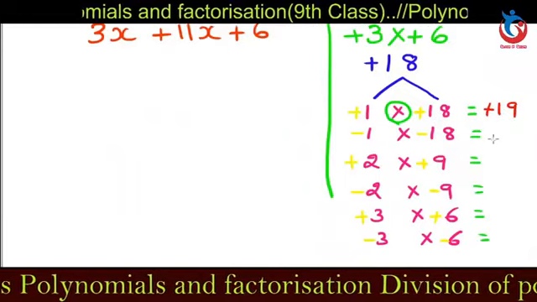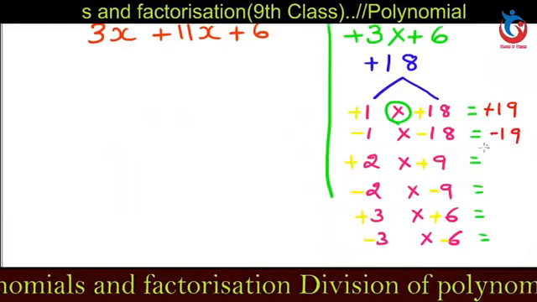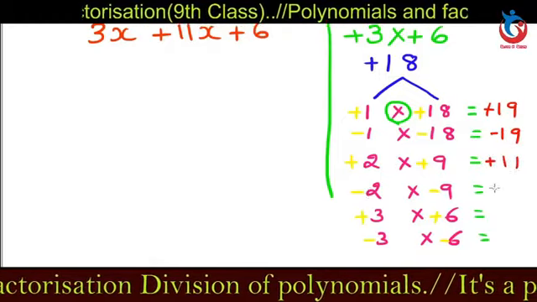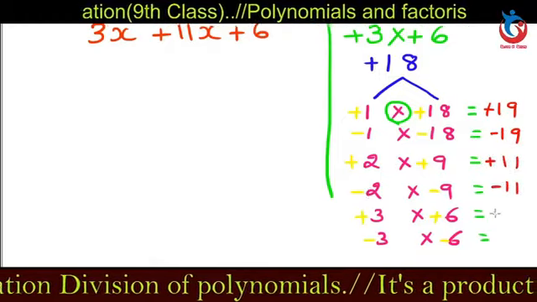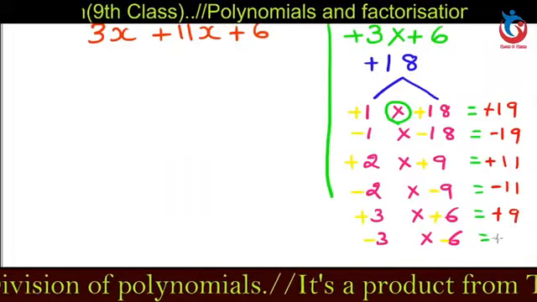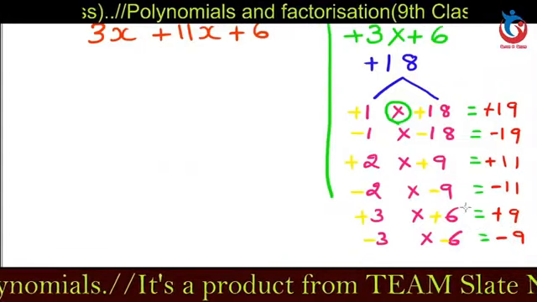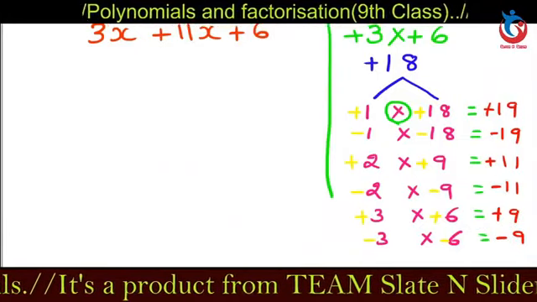So do the same. Plus 1 plus 18 minus 19. Plus 2 plus 9 plus 11. Minus 2 minus 9 minus 11. Plus 3 plus 6 plus 9. Minus 3 minus 6 minus 9. So now what we have to do?